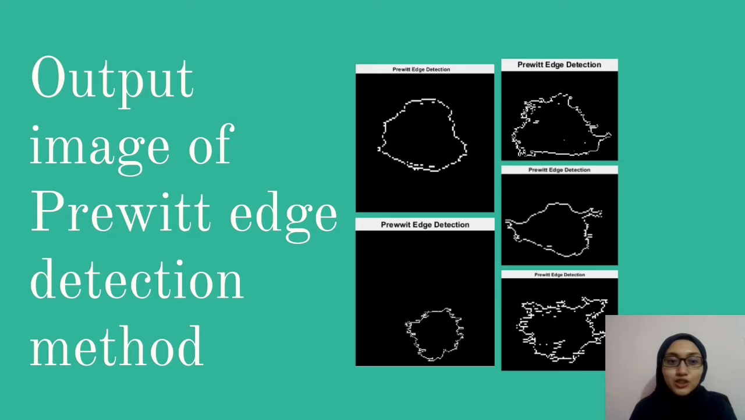In order for us to get this output, we encountered some problems such as removing the background, but then we managed to solve it.